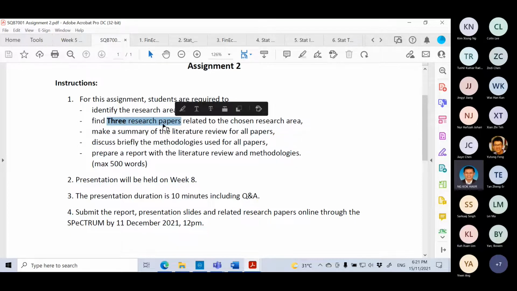It's not asking you to, let's say I choose the topic of Bitcoin, give a comprehensive literature review on Bitcoin. No, it's just based on the research papers you selected.